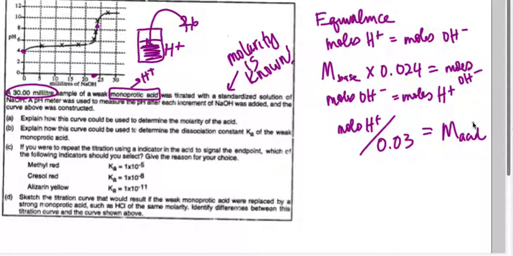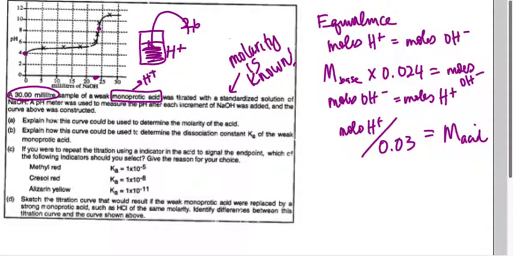Are we good? Part B, different problem. Explain how we use this curve to determine the Ka. What do you think? We talked about this on Friday. How can we use this curve to find the halfway point, the midpoint? Very nice. So if we know that the equivalence point is about 24, where would the midpoint be? About 12. So we're looking about here. What's true at the midpoint? Nice. pH equals pKa at the midpoint.